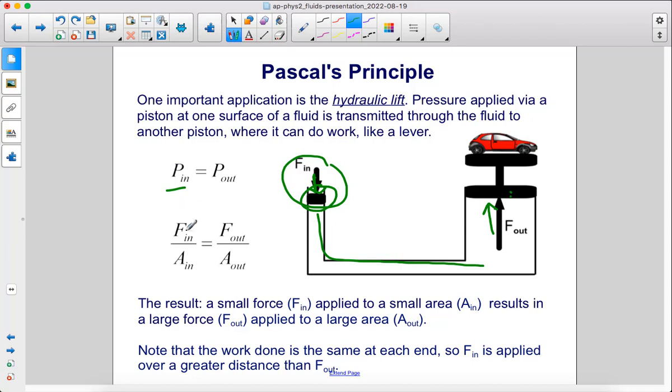Since pressure is force over area, you can see that the force here over this small area has to be equal to this force over this large area. Note that the work done is the same at each end. So the force in is applied over a greater distance. So you have to actually push this one a lot farther, and this one will only move a little bit like that, because the work done will be the same.